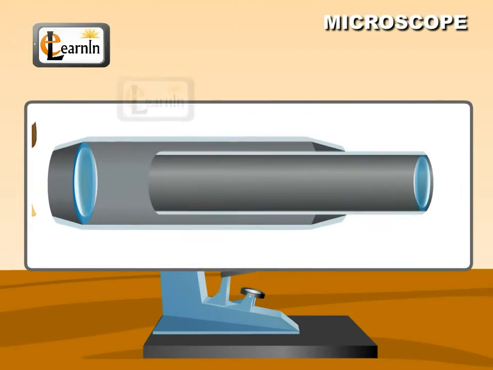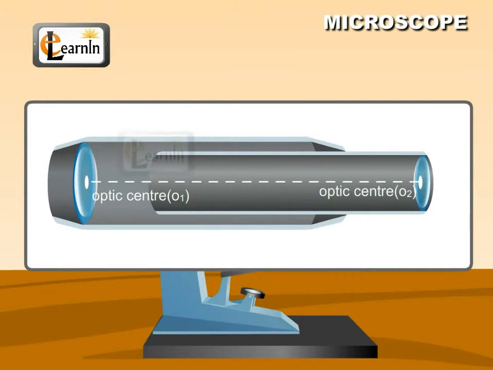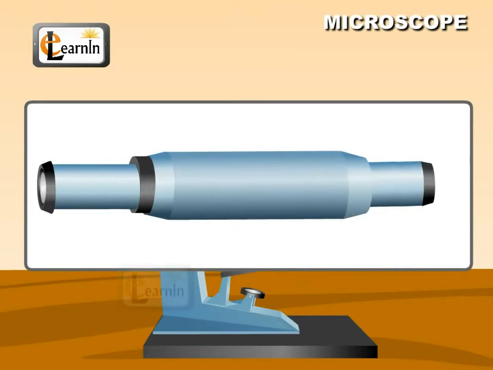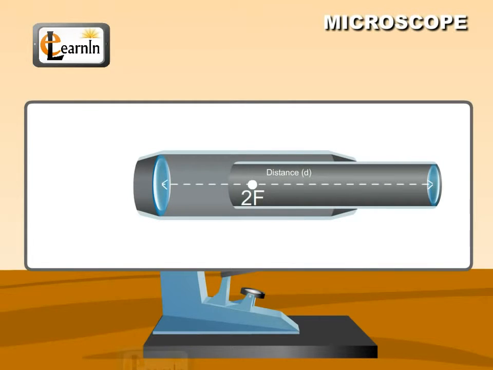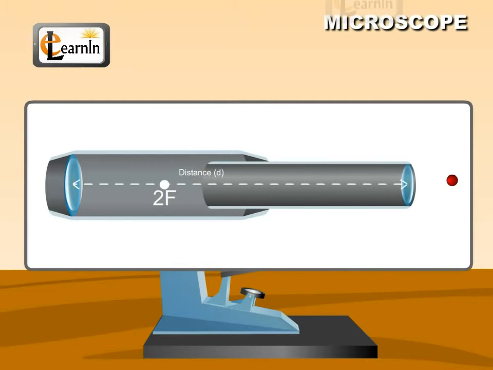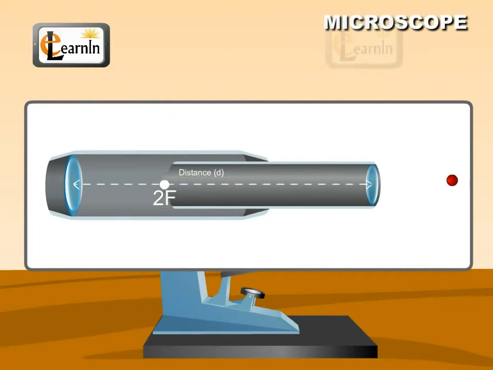The two lenses are so arranged that their optic centers lie in the same line. The objective and the eyepiece are fitted to one end of the two separate tubes. The two tubes are such that one tube fits into the other and slides freely. The distance d between the objective and the eyepiece can be adjusted by sliding the objective, holding the eyepiece fixed.